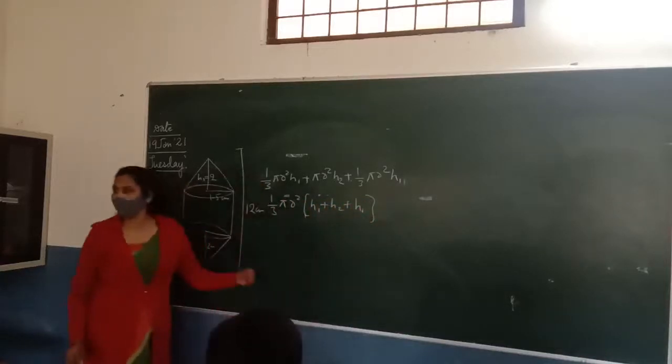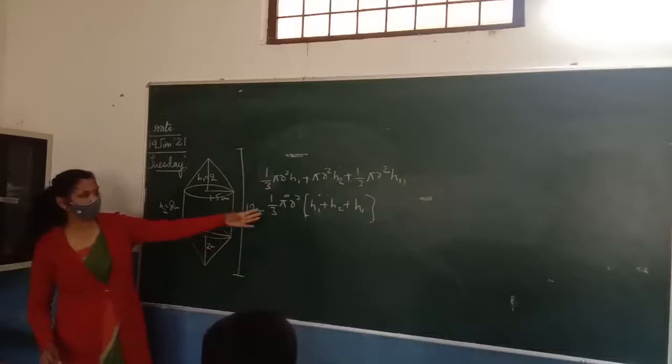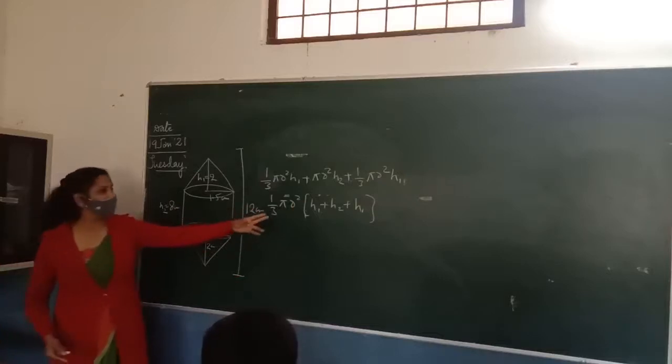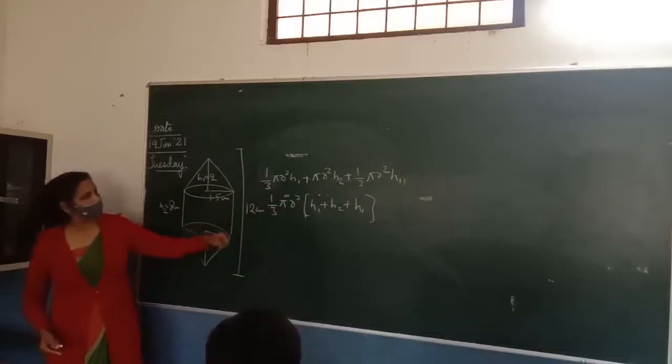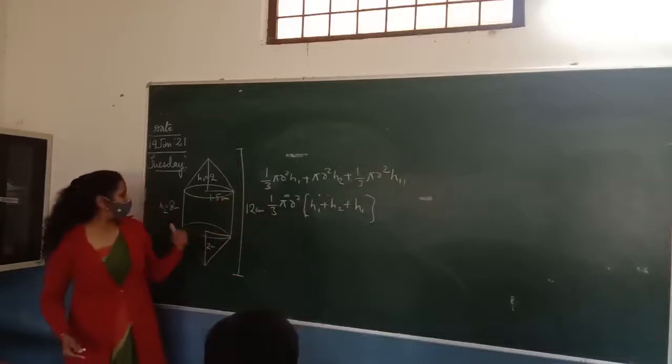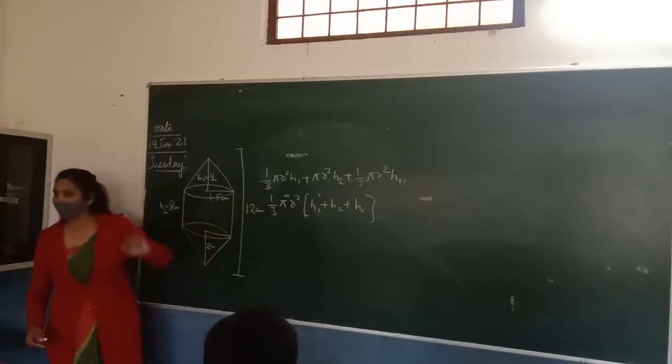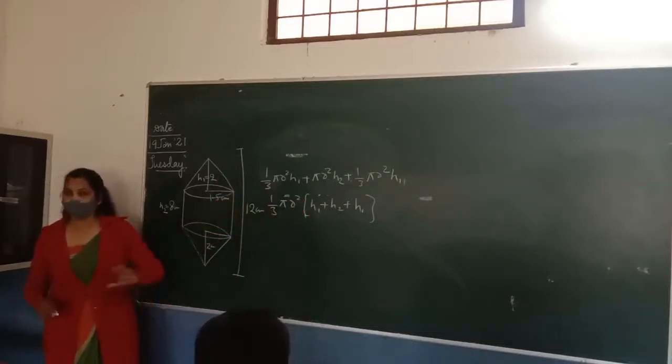Now we can put the values of all the symbols. What is the value of pi? 22/7. R is 1.5. h1 is 2, h2 is 8, and h1 is again 2 centimeter. So can you calculate yourself here?